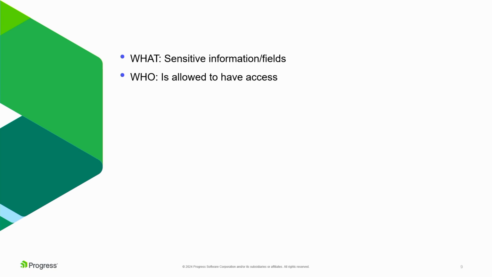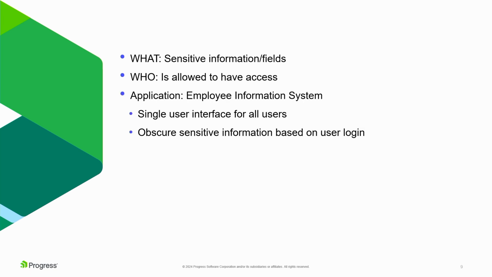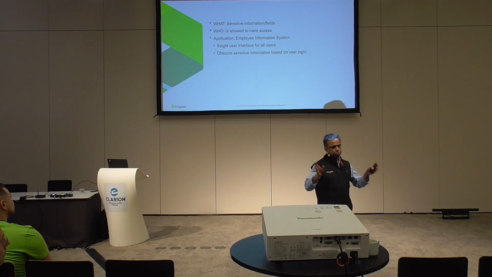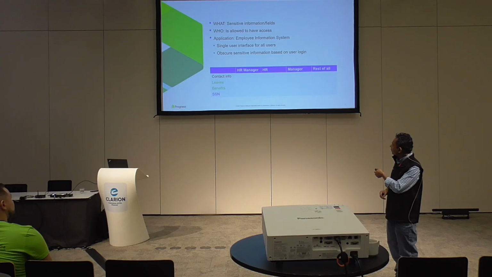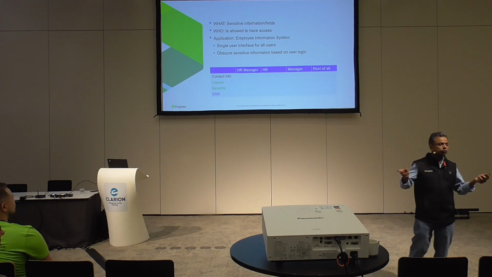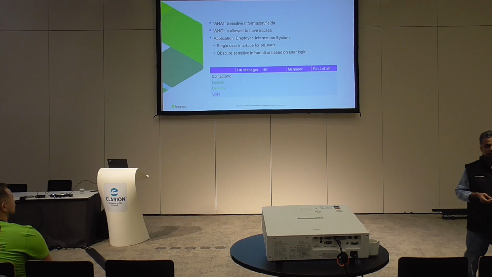Now to understand these two parts, let's walk through this business application. We'll be seeing a business application, an employee information system. This employee information system will show the employee information. It has contact information, leaves, benefits, and SSN. These are the pieces of information that we have on this application. This is a single user interface for all the users, and based on the user login, some users will get the full data, and some users will get the masked data.